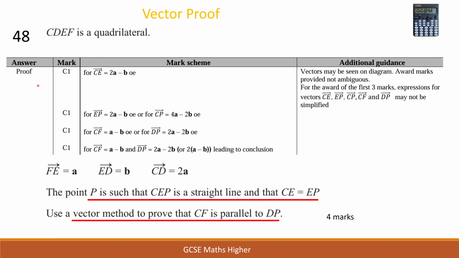The mark scheme says this is a proof. The C1 is a communication mark. This is your method mark for getting the answer, and you need to lead to a conclusion. Use some words to say that you have found what you're looking for.